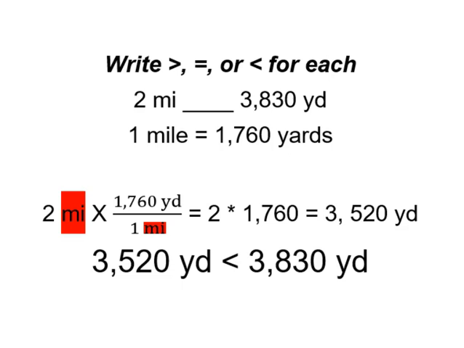So, in looking at both of our measurements, we can see that 2 miles is actually less than 3,830 yards, because 3,520 yards, which is what we converted to, is less than 3,830 yards. Let's look at one more problem.